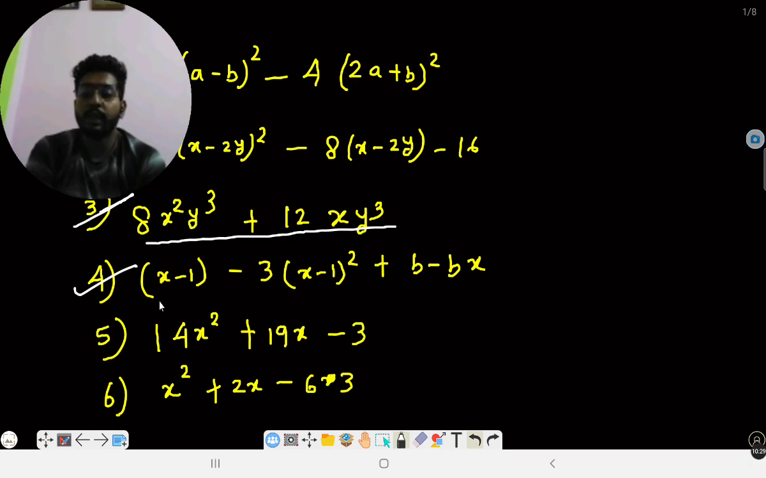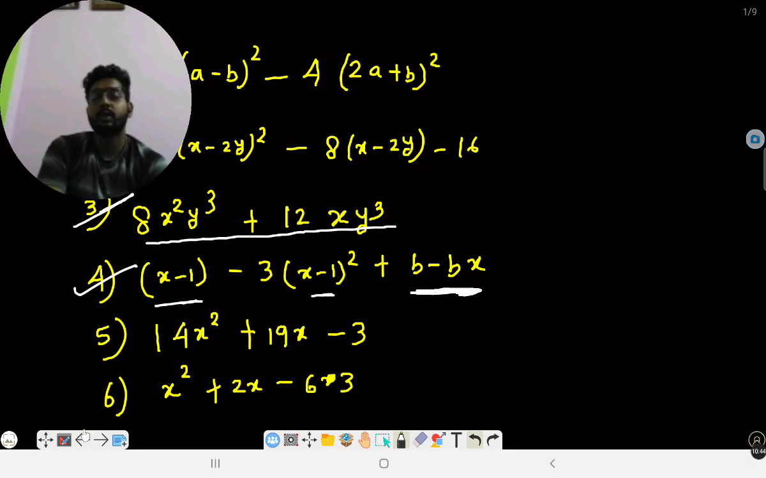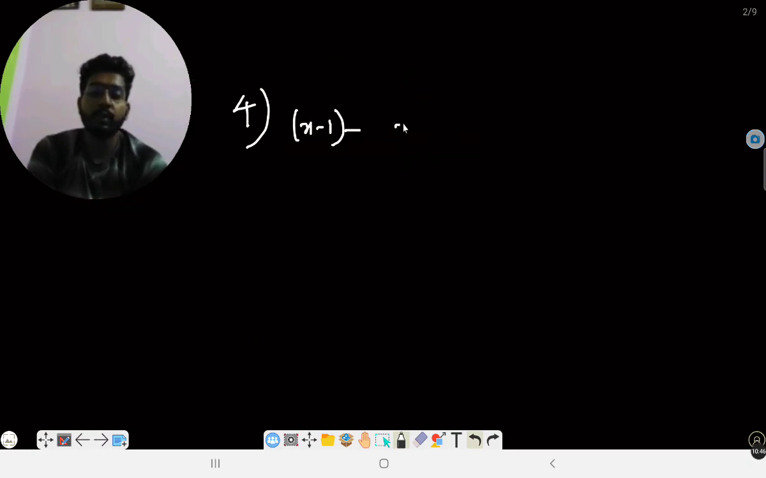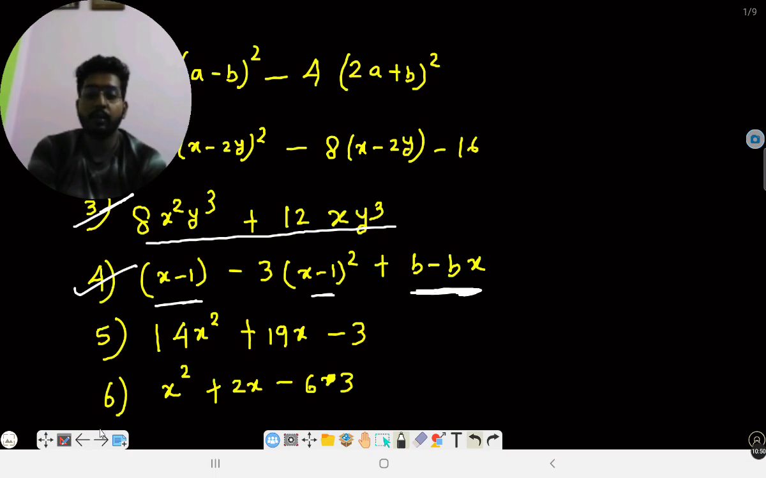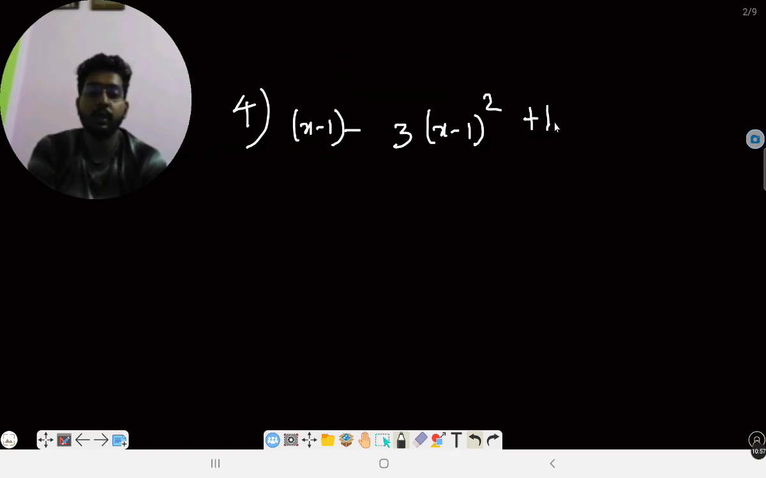Now here we can see x minus 1 whole square. Now from these two we can see there is a common element. What is the common element here? B. So it can be written as question number 4. This is x minus 1 minus 3 into x minus 1 whole square, and here you can see b. Now from these two, what is the common element here? B. So I am taking the b here, so that will be b into 1 minus x, like this.